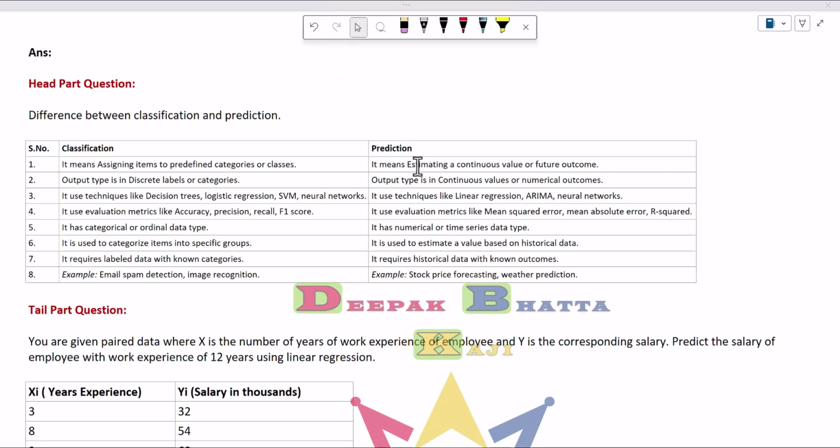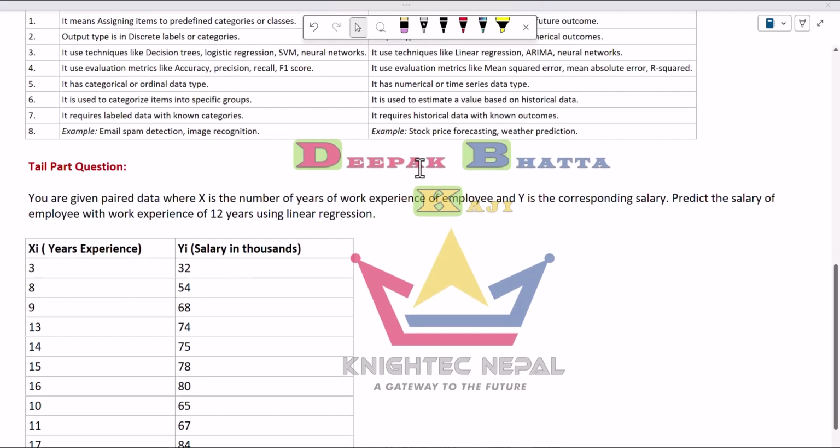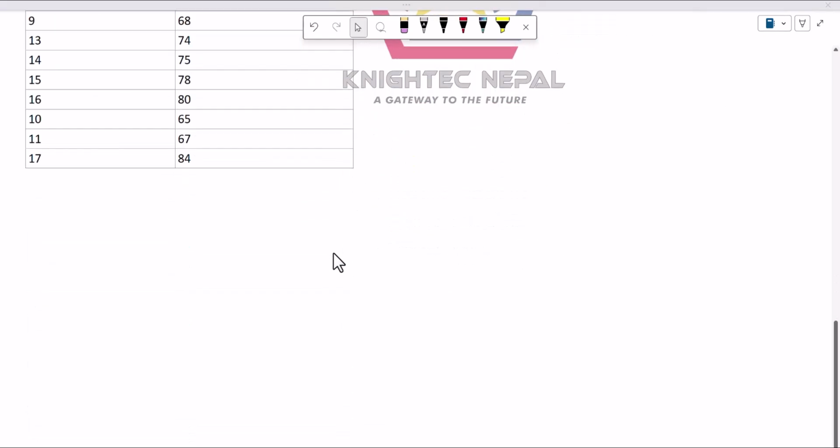Now let's move on to the second part, the latter part of the given question. Here they have asked: you are given paired data where X is the number of years of work experience of an employee and Y is the corresponding salary. Predict the salary of an employee with work experience of 12 years using linear regression. First of all we need to find out what regression is, so I will explain that. Linear regression, I will show the definition of linear regression.